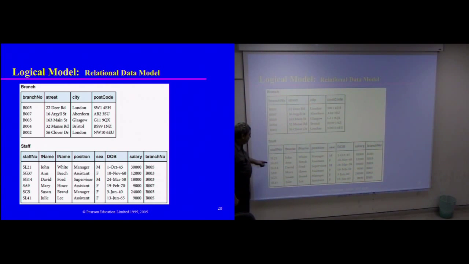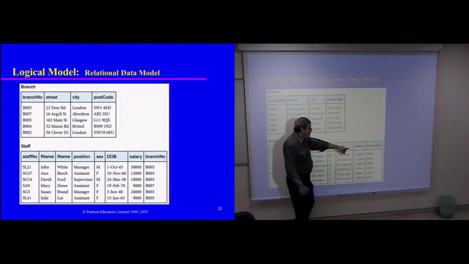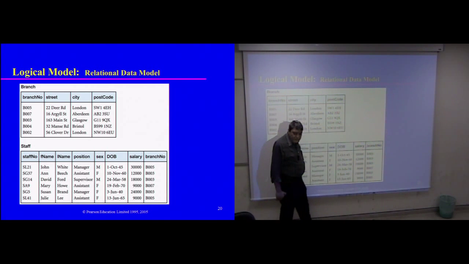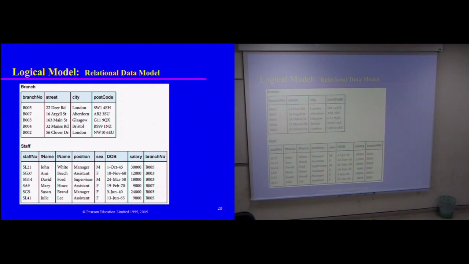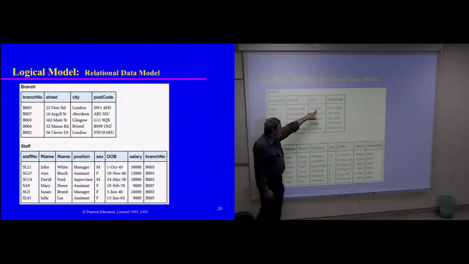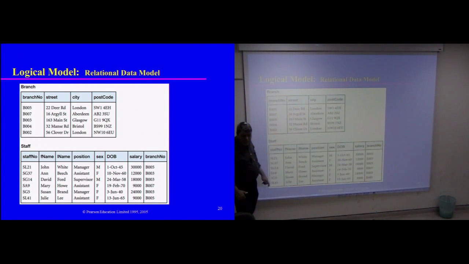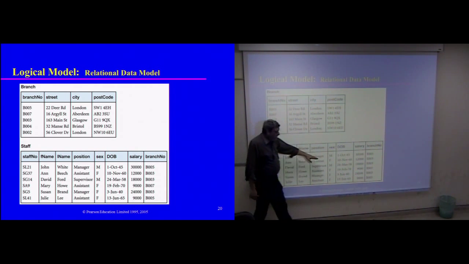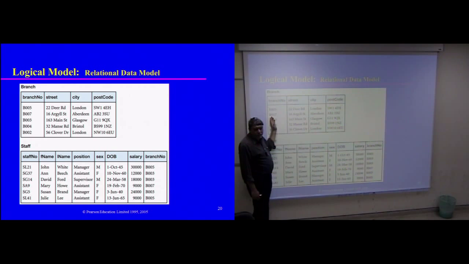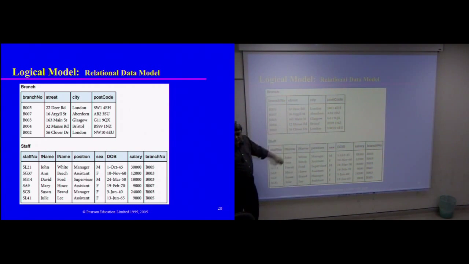So now I know that John works for branch B05. What is the address of B05? You go here, and okay, this is B05, I know the address, right? So when I ask you, what's the address where John works? Go and find John, and then go to the other table and find the branch address.